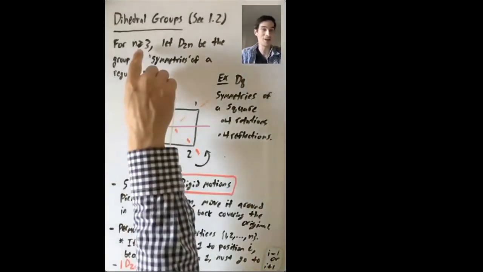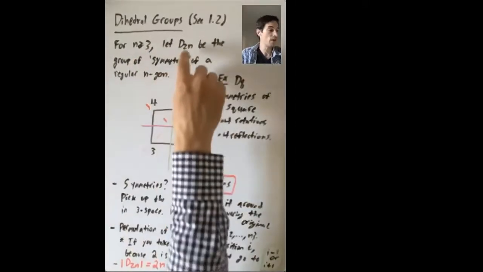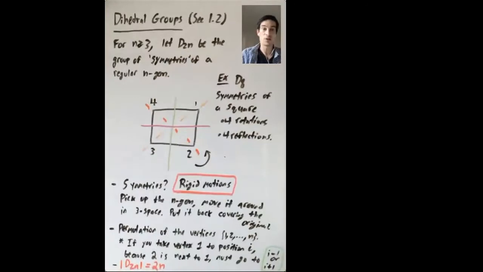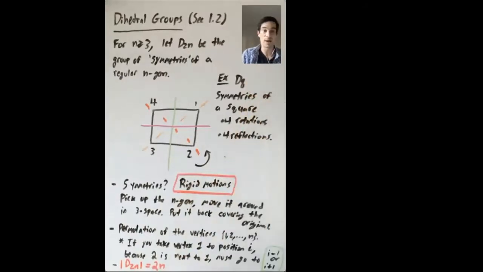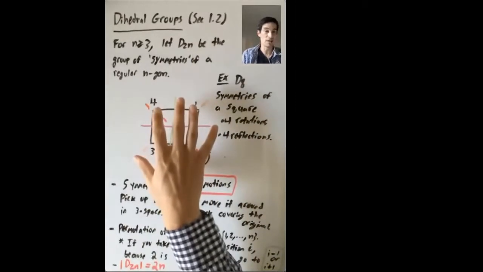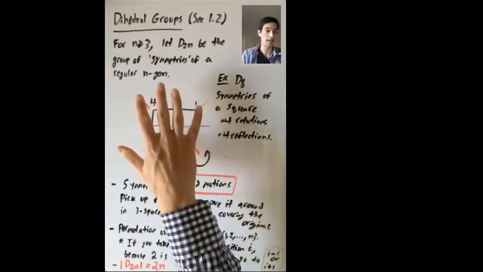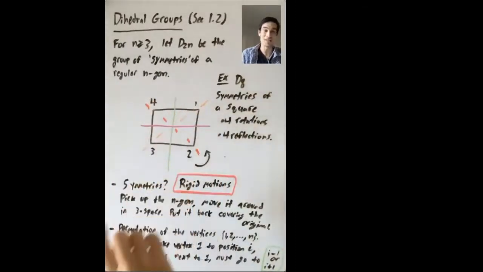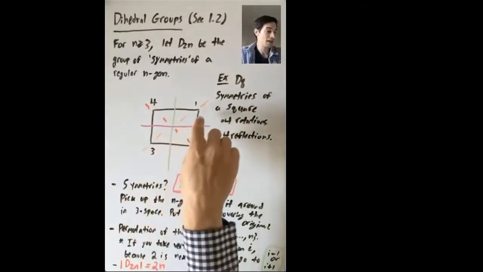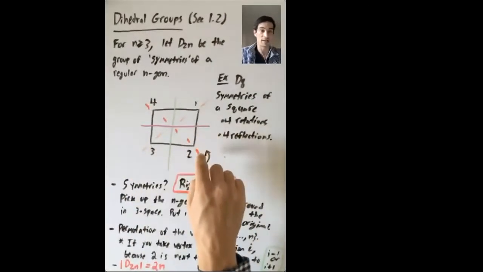So we pick an integer n that's at least 3. And we're going to define D_2n to be the group of symmetries of a regular n-gon. So this is easiest to see with an example. Like when n equals 4, D_8 is the symmetries of a regular square. So what does that look like? Well, there are 4 rotations where you take the square, you rotate it 90 degrees, 180 degrees, 270 degrees, or 0 degrees. And every vertex gets sent to another vertex.